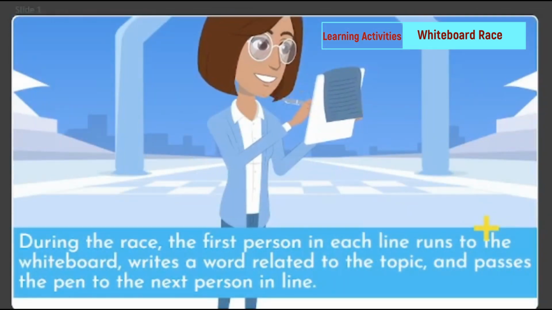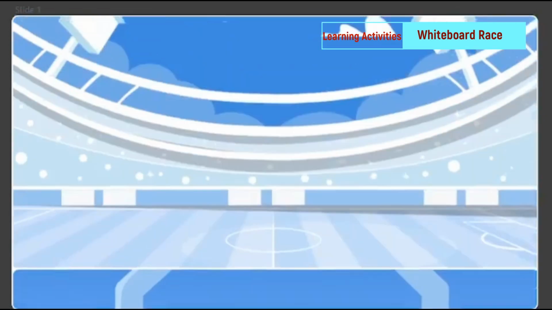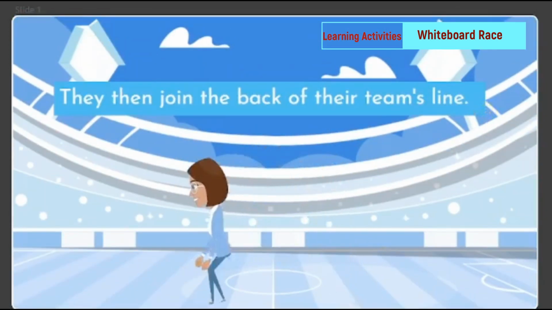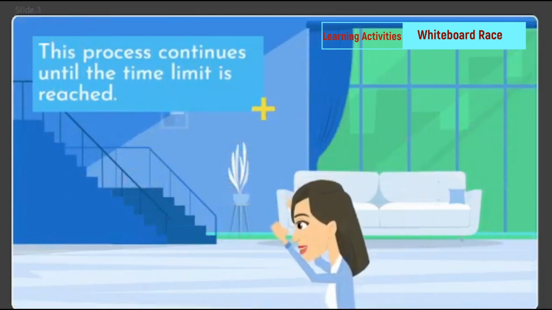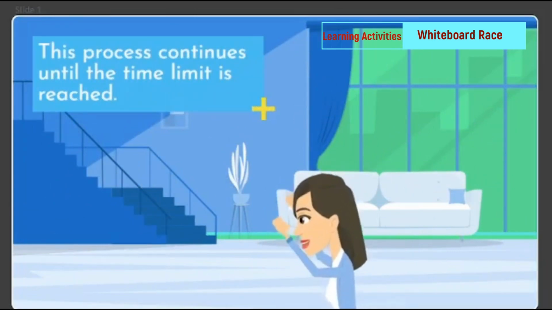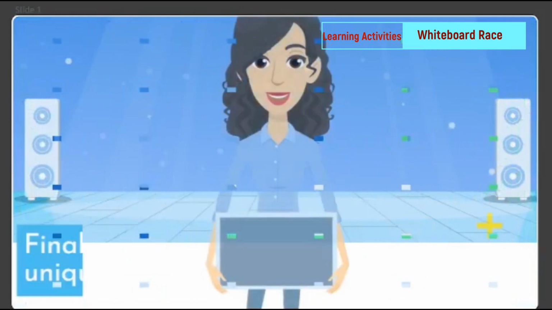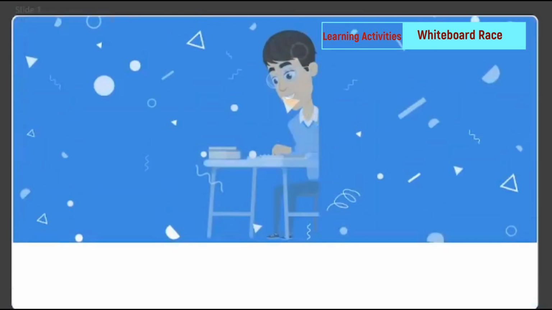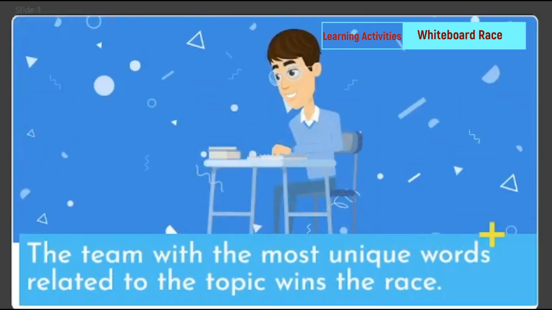During the race, the first person in each line runs to the whiteboard, writes a word related to the topic, and passes the pen to the next person in line. They then join the back of their team's line. This process continues until the time limit is reached. Finally, at the end of the race, tally the unique words written by each team. The team with the most unique words related to the topic wins the race.